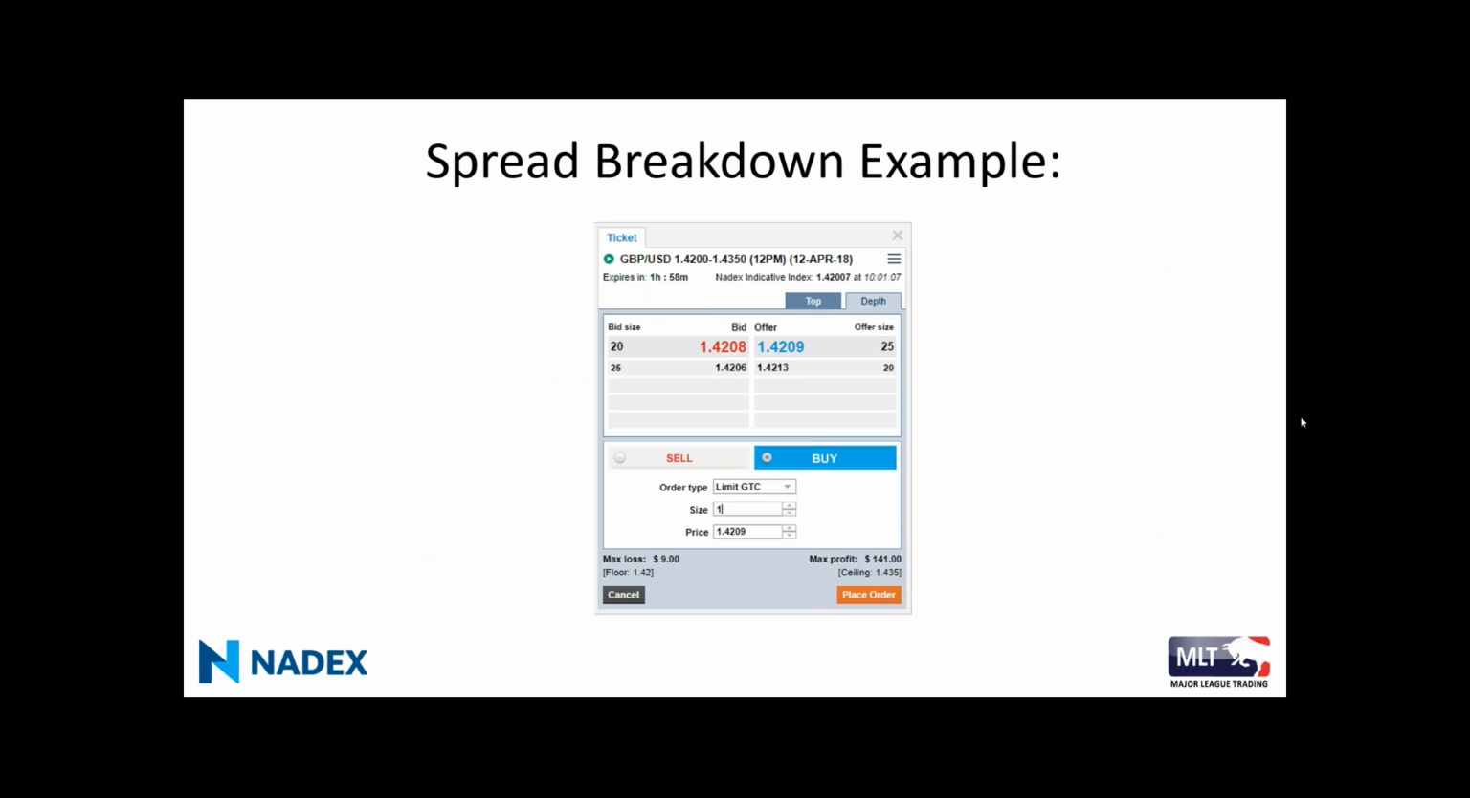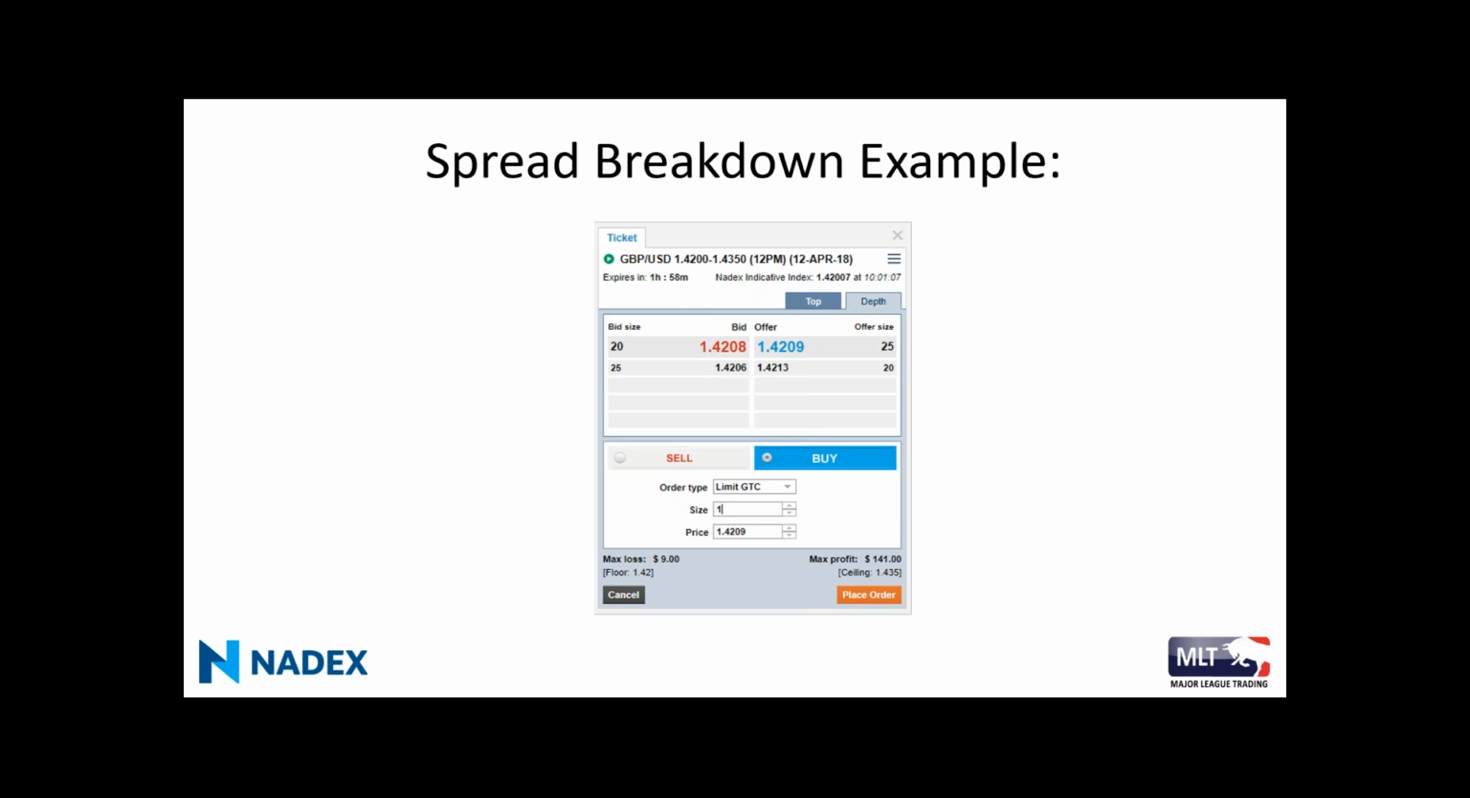This is part of the example I was building last week, okay? If you look at this, this is the Great Britain pound USD 1.42 to 1.4350, okay? It is a 2-hour spread. It expires at noon Eastern time, okay? You can see the indicative is at 142.007, okay? That 7 is a fraction of a pip. So you're basically right at the floor price.